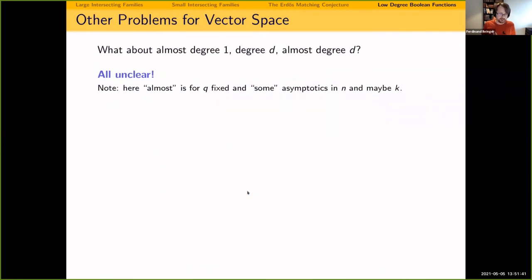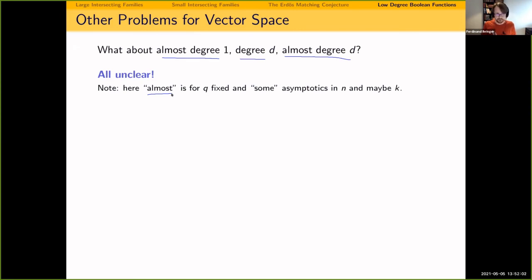Now, what about the other problems for vector spaces? Obviously, if you cannot even determine what has degree 1, then having almost degree 1, degree d, or almost degree d is hopeless. And it's also not clear how you would best define almost here. That's a problem on its own.